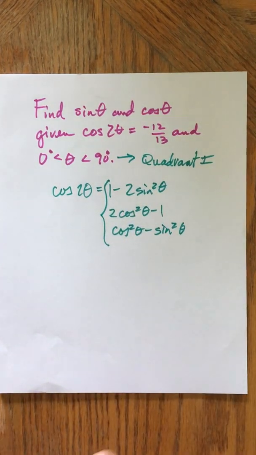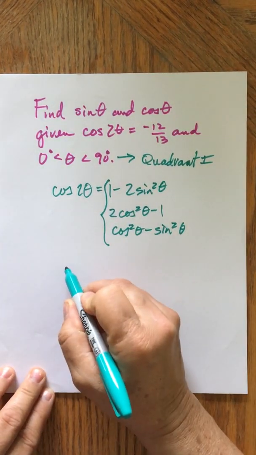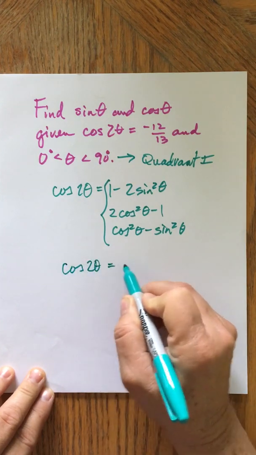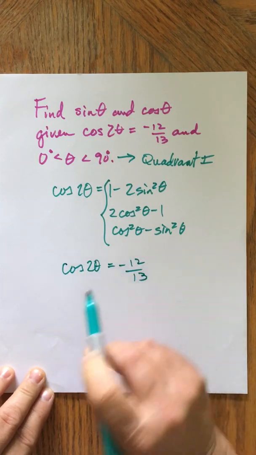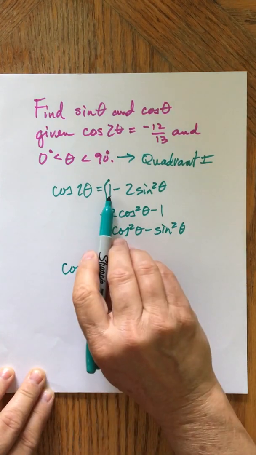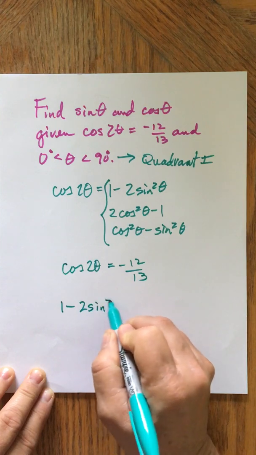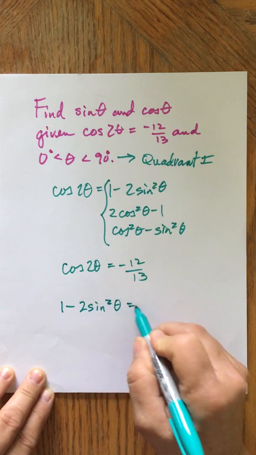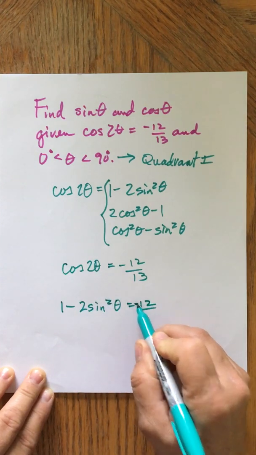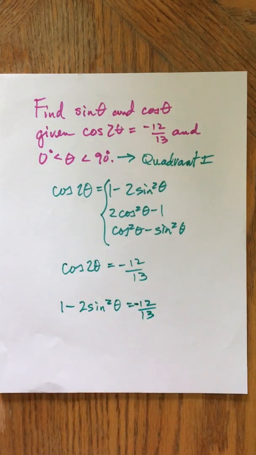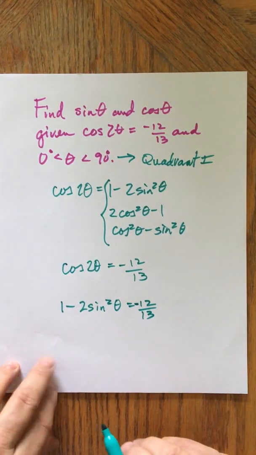So what I'm going to do is say, okay, they told me that cosine of 2 theta is negative 12/13. So in the place of cosine 2 theta, I'm going to use the identity and say, oh, well, that's 1 minus 2 sine squared theta. All right, so that's equal to negative 12/13. Now I'm going to go ahead and solve for sine because I can. I've got one equation and one unknown, so I can do that.